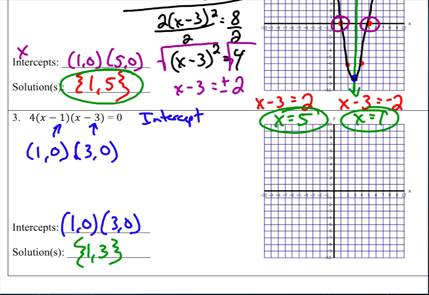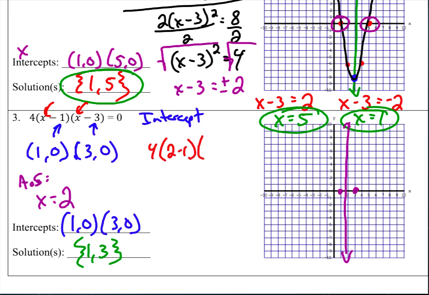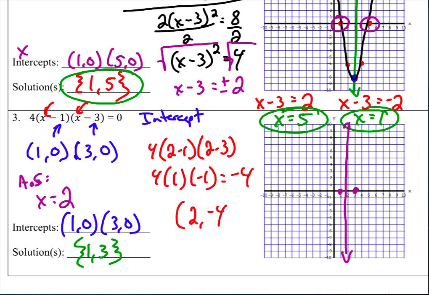So we need to find that axis of symmetry. That x value, well, I've got 1, 0, and 3, 0. So my axis of symmetry is going to be in the middle at 2. So I'm going to draw that line down. To find my y value, I'm going to plug in my x. So 4 times 2 minus 1, and then 2 minus 3. 2 minus 1 is 1. 2 minus 3 is negative 1. Times 4 is negative 4. So I know my vertex is at 2, negative 4.